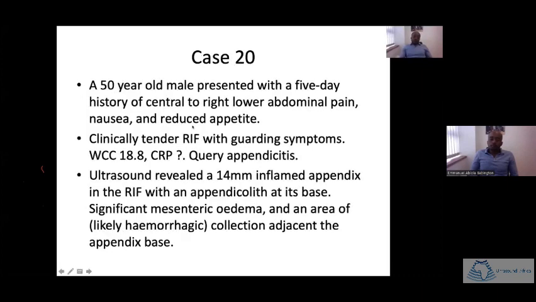So this is a case of a 50-year-old male who presented with a 5-day history of central to right lower abdominal pain, nausea, and reduced appetite. The patient was clinically tender in the right iliac fossa with guarding symptoms. The WCC was raised. CRP wasn't available at the time of ultrasound, and the doctor wanted to know if the patient had appendicitis. Ultrasound revealed a 14 millimeter inflamed appendix in the right iliac fossa with an appendicolith at the base of the appendix, significant mesenteric edema, and an area of likely hemorrhagic collection adjacent to the base of the appendix.